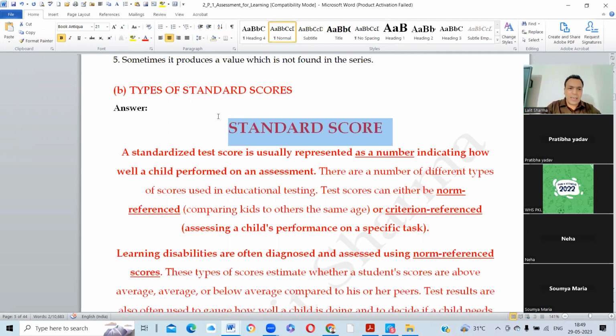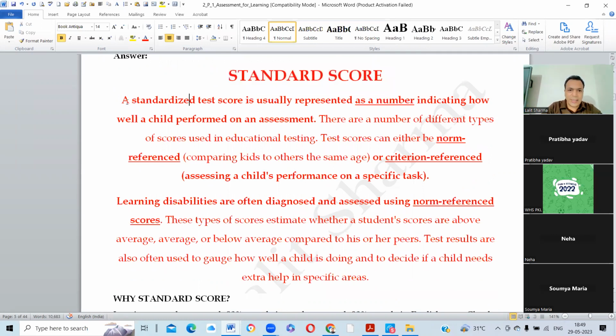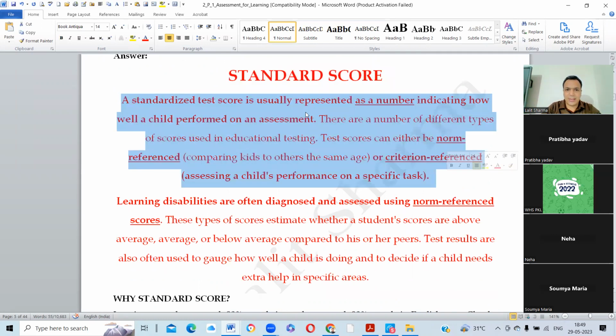So then a standardized test score, you can see under the definition of a standard score, a standardized test score is usually represented as a number indicating how well a child performed on an assessment. On a standard score, sometimes principal, management, CBSE define this is a standard score. Every student has to take that standard score, otherwise they would not be promoted into the next class, right?